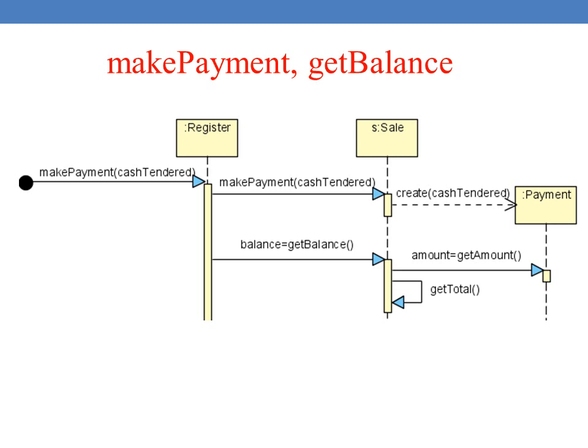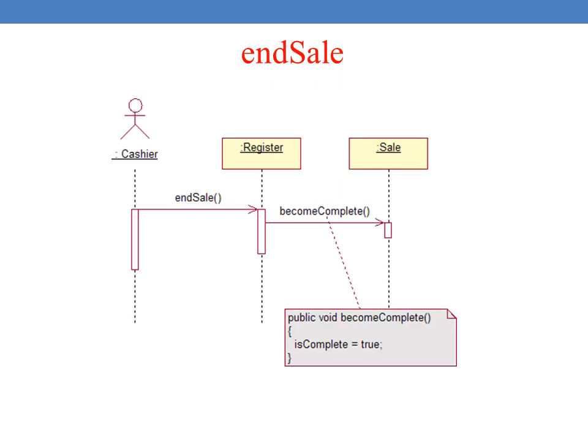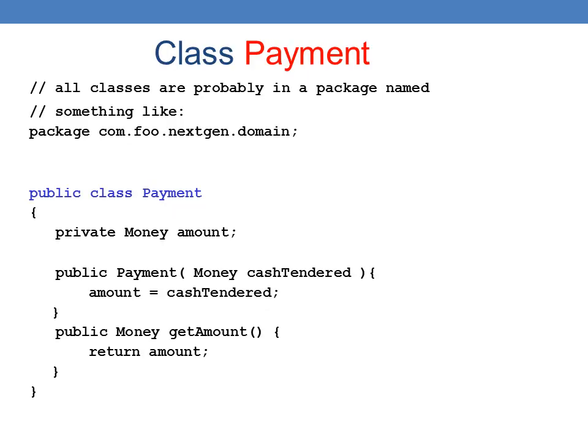For example, make payment means: register asks to make a payment to the sale, create a cash tender payment. After that, check the balance: get balance, amount equal to get amount, after getting the total. So finally finish the balance. Next one is end sale. After the cashier gives the bill to the register, become complete, yes complete, it is true, and it will end the sale.